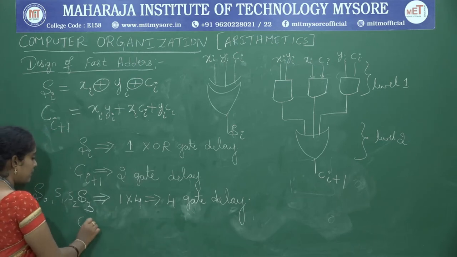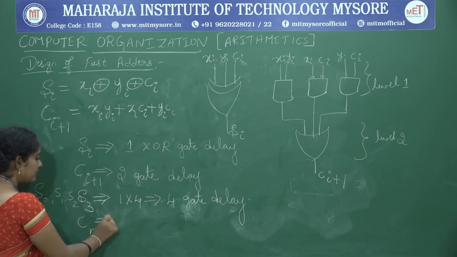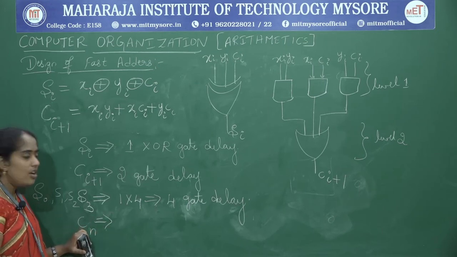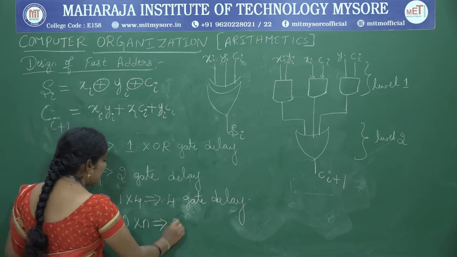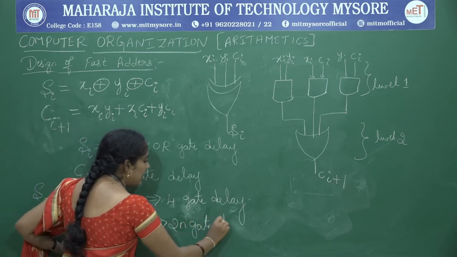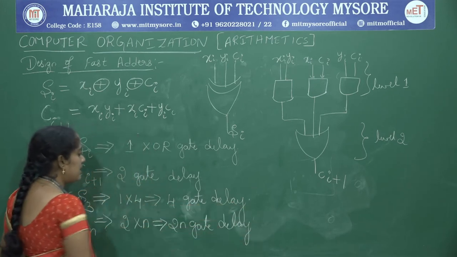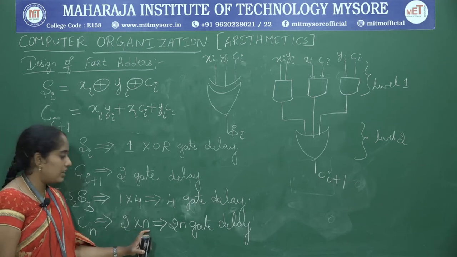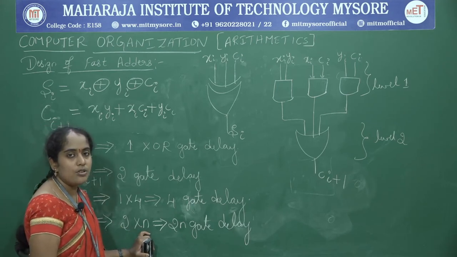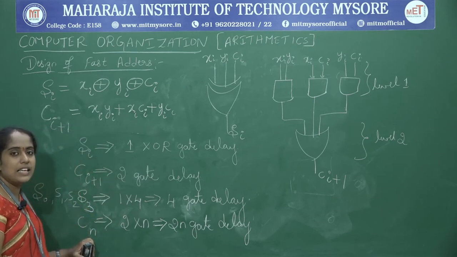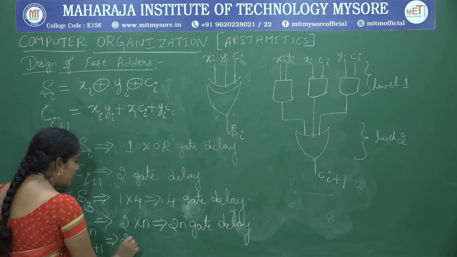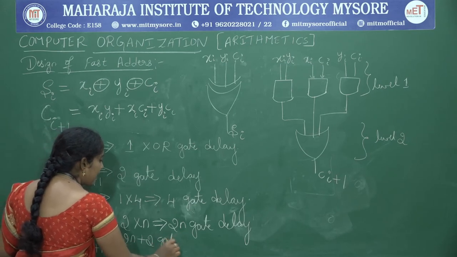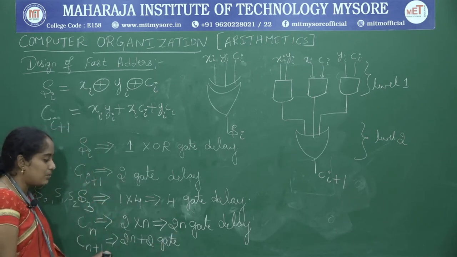Likewise, for N bits, to get the Cn value, we need 2 into N gate delays. So in the previous example, 2 into 4, that means we need 8 gate delays to get the C3 value. But we need Cn plus 1 also, right? So in that case, 2n plus 2 gate delays are required to get Cn plus 1.